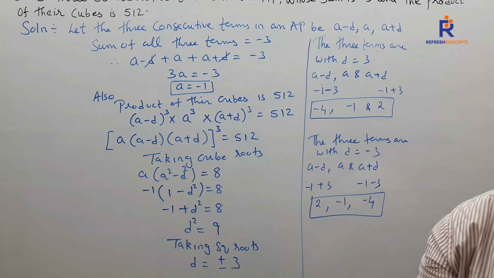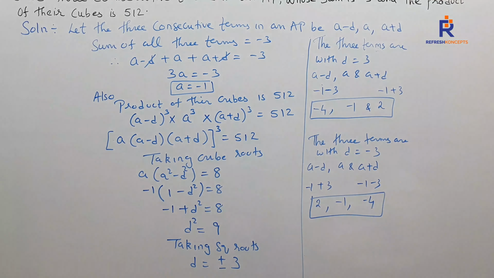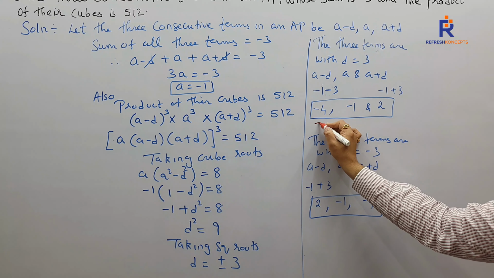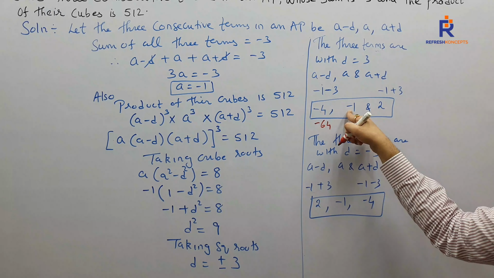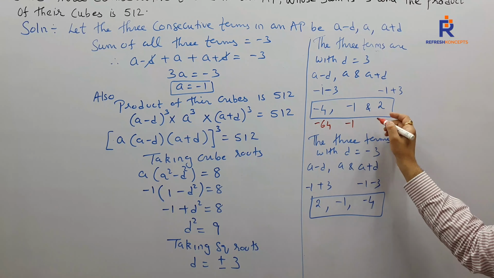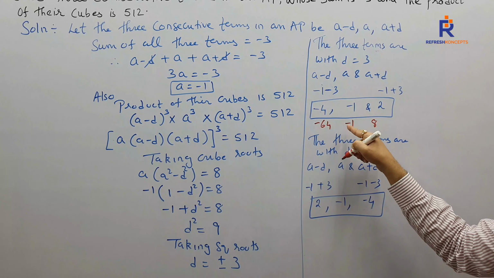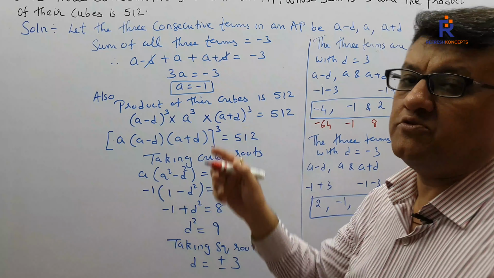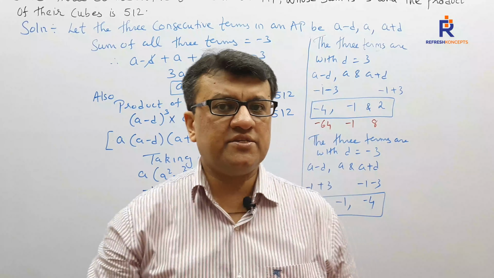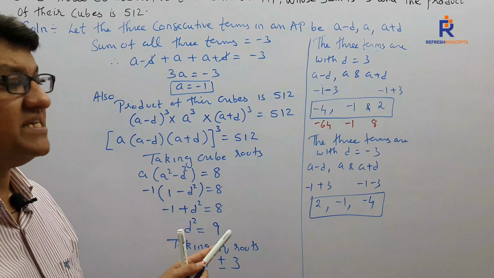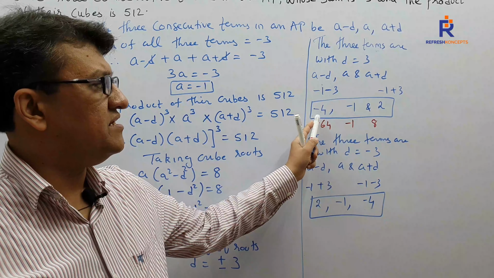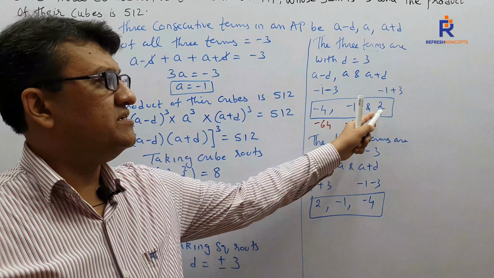So let me show you with a different marker. Cube of minus 4, minus 64. Cube of minus 1, minus 1. Cube of 2, 8. Minus 64 into minus 1, plus 64. Plus 64 into 8, plus 512. Right? So our condition is getting satisfied. So what are the three consecutive terms? The three consecutive terms are minus 4, minus 1 and 2.